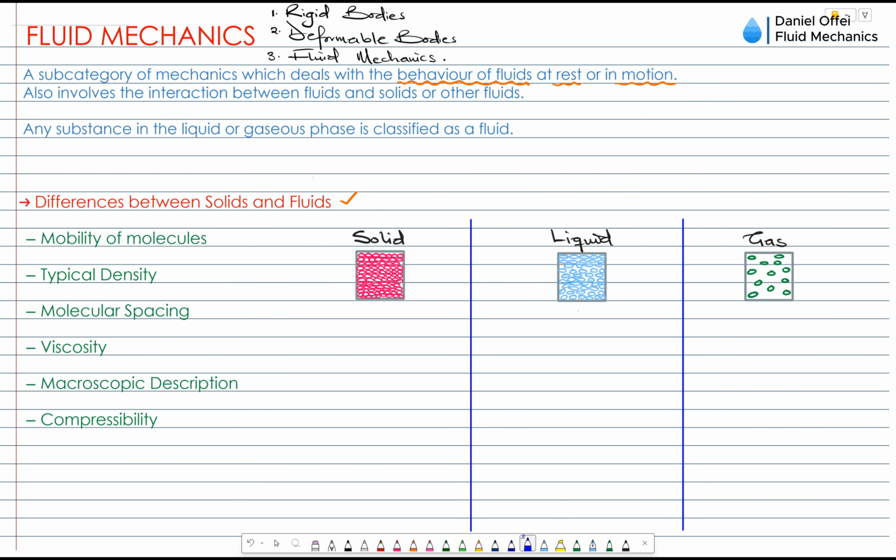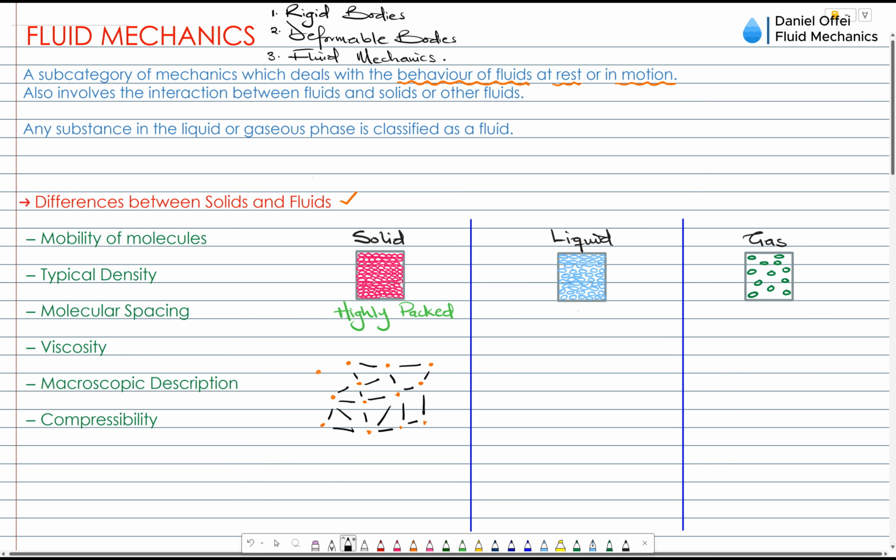From our basic knowledge in physics, we can recall that due to the force of attraction between solid particles, the molecules are very close together because each particle is pulling the other one with a very high force of attraction. And that is why we can say solids are highly packed.